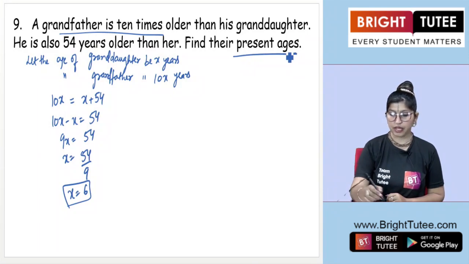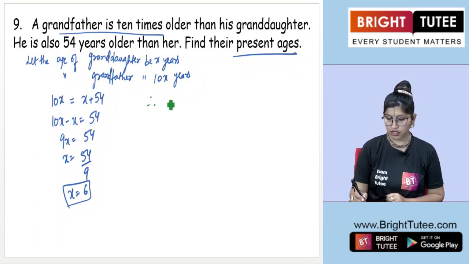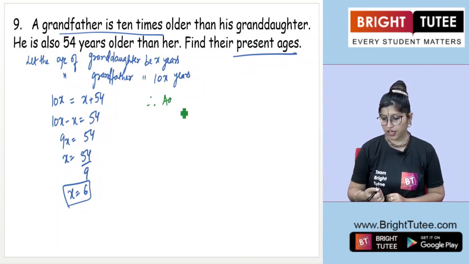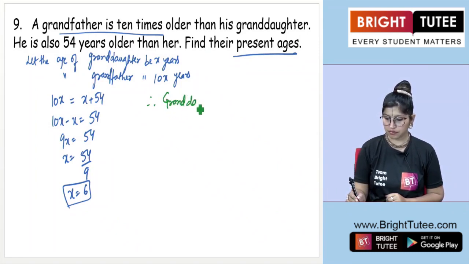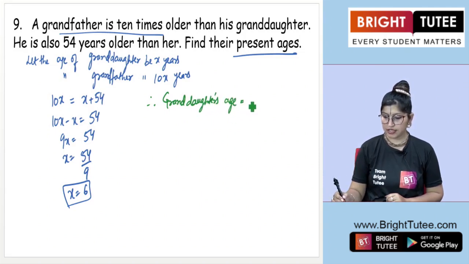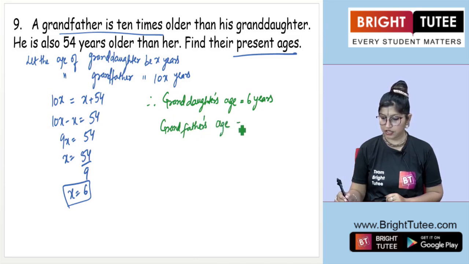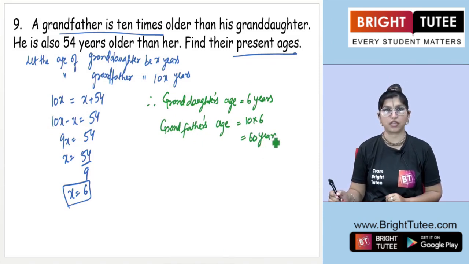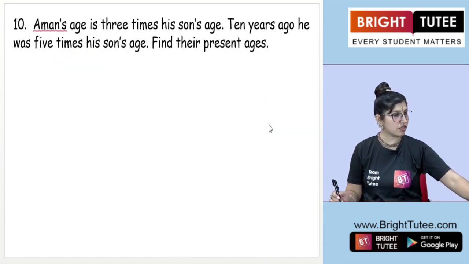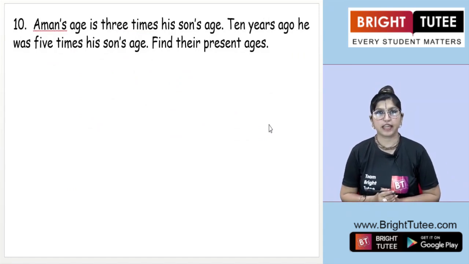So what did they ask? They asked the present ages. So therefore the granddaughter's age is x, which is 6 years, and the grandfather's age is 10 times 6, which is 60 years. Moving on to the last question of this exercise. It's again an age question only.